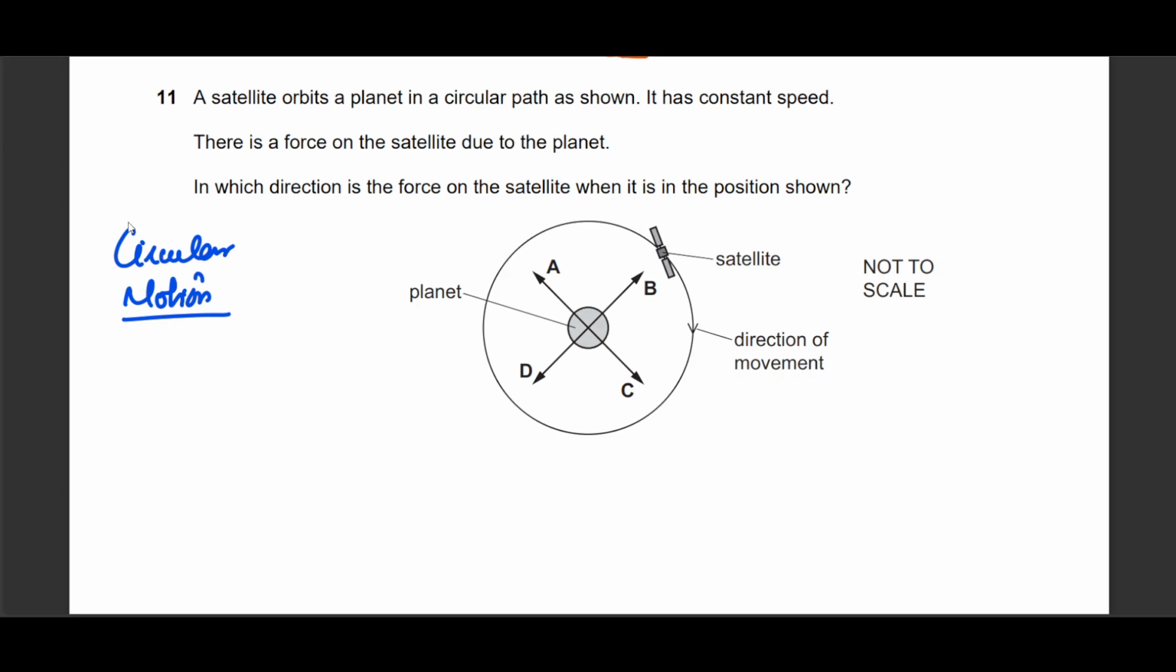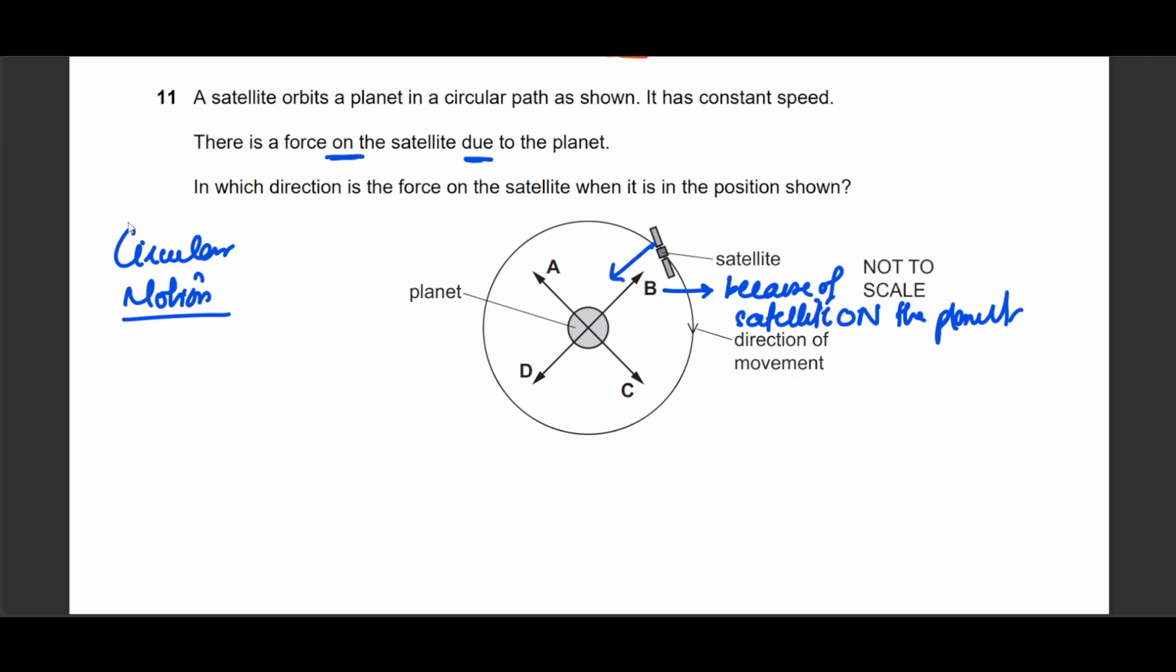And I'm sure the examiner will mention this in the examiner report, that this year students mentioned B but didn't read the question carefully. Now, what's wrong with the question? What's different this year? You see, the rest of the question is exactly the same. He says there is a force on the satellite due to the planet. We understand that. Now, this B force is because of the satellite. Now, this B is because of the satellite on the planet, which is fine.